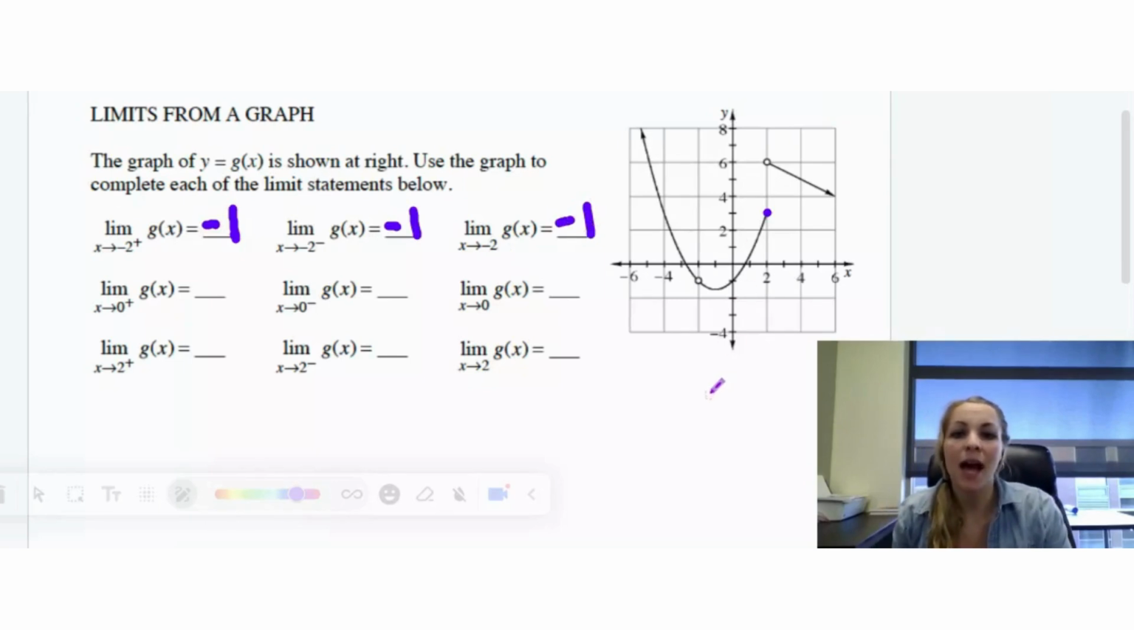Keep in mind, I'm not doing g of -2. That would have no solution because there's a hole there, meaning there's no value. But we're evaluating the limit.